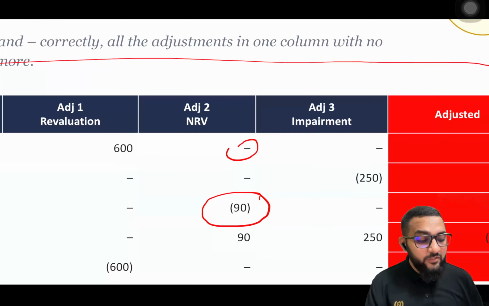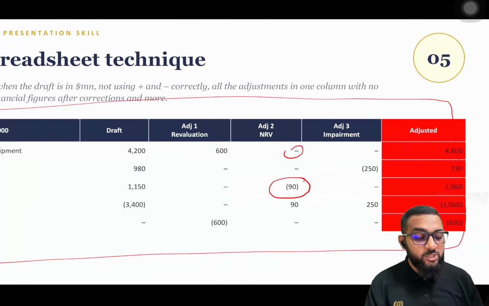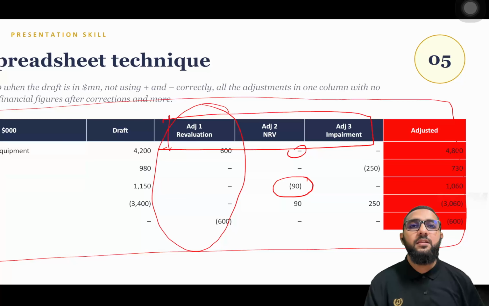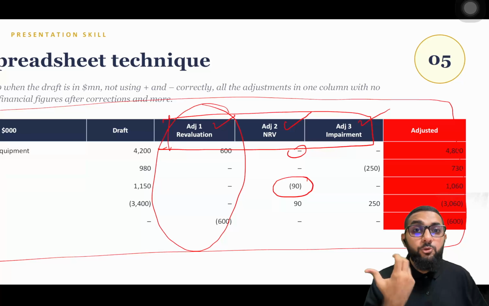And then another mistake that the candidates make with spreadsheets is where they go ahead with all the adjustments in one single column. Now in this, you see there is one column for adjustment 1, second column for adjustment 2, third column for adjustment 3. That's how you do it.